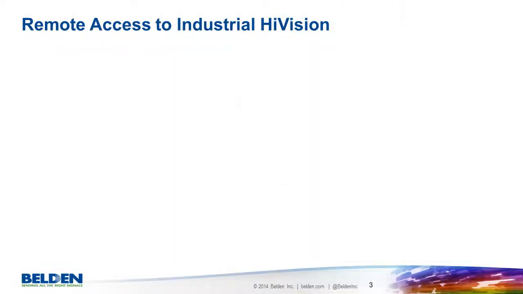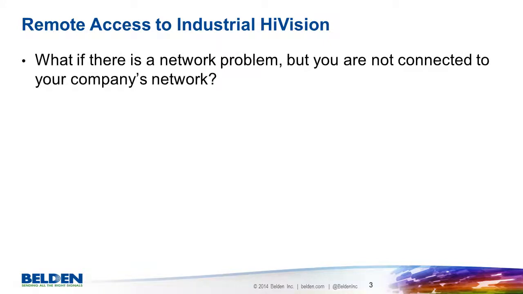Today, a network administrator's job is no longer 9 to 5. Industrial networks must run permanently 24/7, and you, as a network administrator, are responsible for that. What if a network problem occurs, but you have no connection to your network? This is very likely to happen.